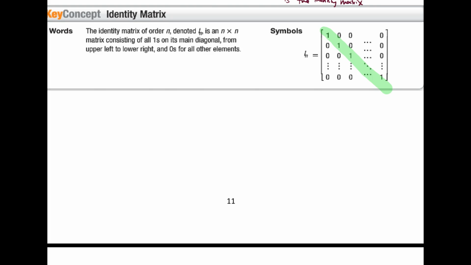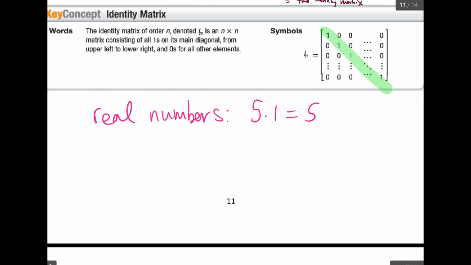So for example, with real numbers, this is what it would look like. This is the multiplicative identity. 5 times 1 is just 5. With a matrix, matrix A times my identity matrix, I, is literally going to give me my original matrix back to me.